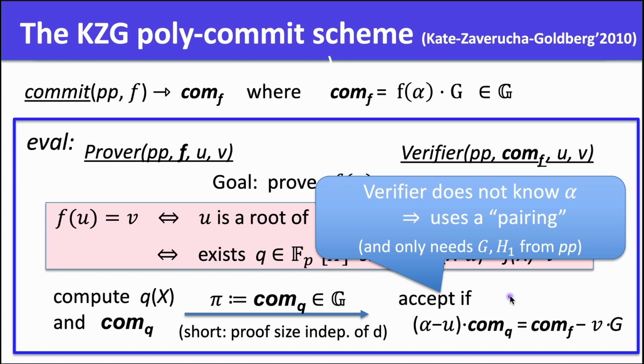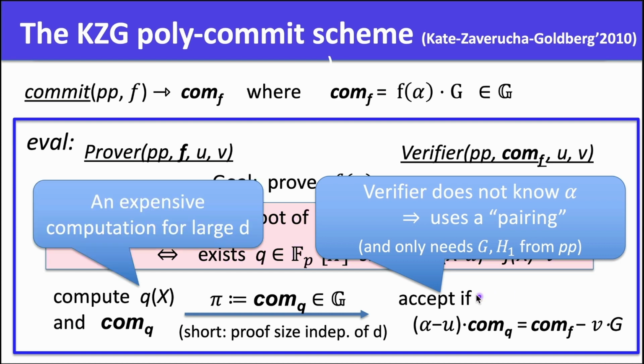One thing I'll say is that computing the quotient polynomial when d is very large, when the degree of the polynomial is large, can be somewhat computationally expensive. And in fact, much of the work that provers that use this PCS do goes into computing this polynomial Q and computing the commitment to this polynomial.